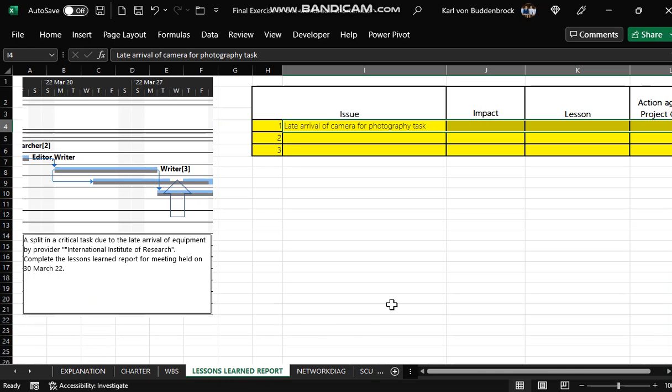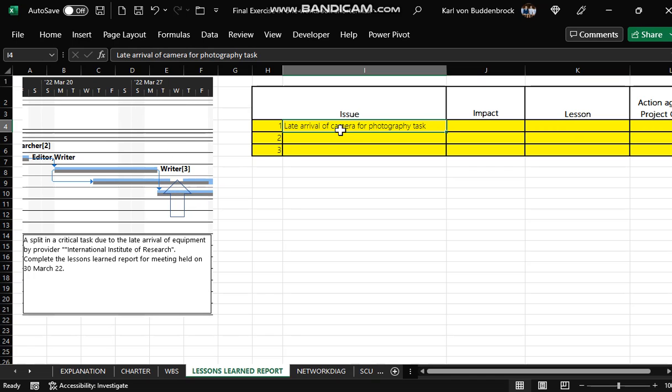Lessons learned report, also very easy. Let's assume there's a split in a critical task due to late arrival of equipment by provider. Complete the lessons learned report for the meeting held on 30 March. Okay, so the meeting would be there. Okay, 27, 28, 29, 30, and there's a split in that task.